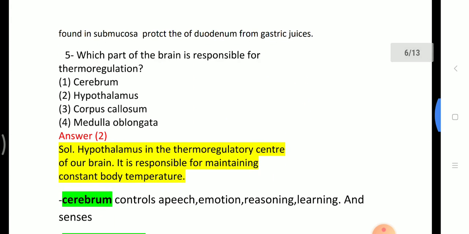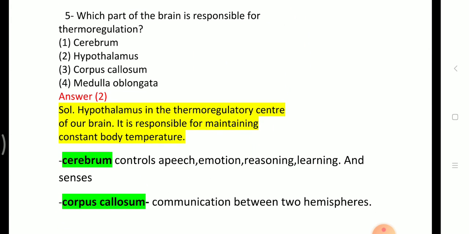Then come to question number 5. Which part of the brain is responsible for thermoregulation? This is a direct question. 4 options are there. First one is cerebrum, second is hypothalamus, third is corpus callosum, and fourth is medulla oblongata. So answer will be hypothalamus. Hypothalamus is the part of our forebrain which plays an important role in thermoregulation. That means it maintains a constant internal body temperature regardless of the outside temperature. Because we are warm-blooded animals, our brain regulates the internal body temperature against the outside.